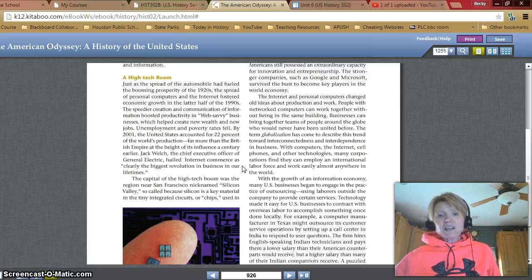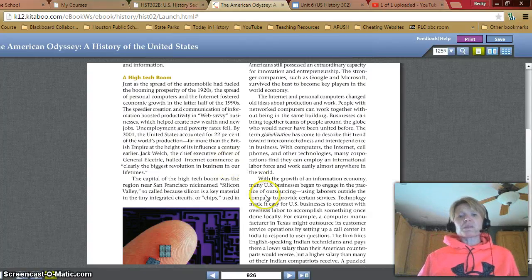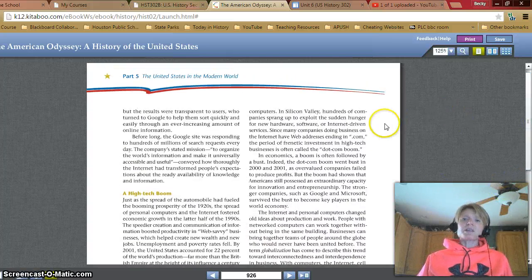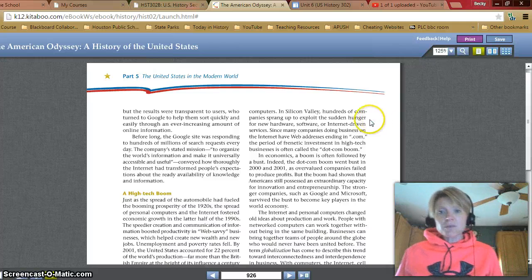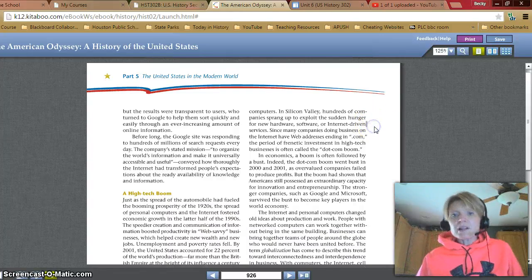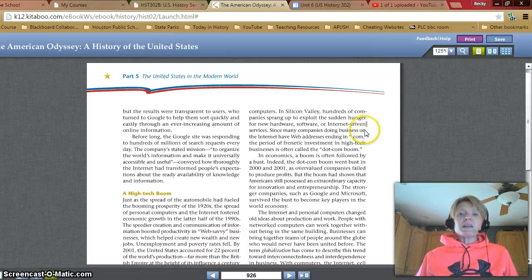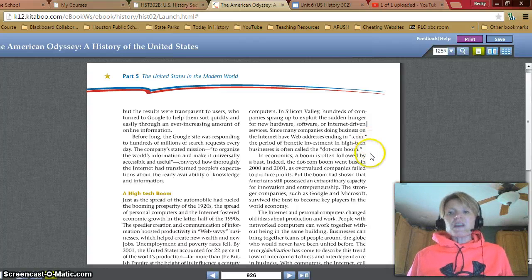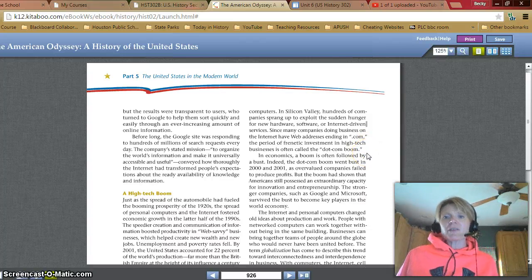The capital of the high-tech boom was a region near San Francisco nicknamed Silicon Valley, so called because silicon is a key material in the tiny integrated circuits or chips used in computers. In Silicon Valley, hundreds of companies sprang up to exploit the sudden hunger for new hardware, software, or internet-driven services. Since many companies doing business on the internet have web addresses ending in .com, the period of frantic investment in high-tech businesses is often called the .com boom.